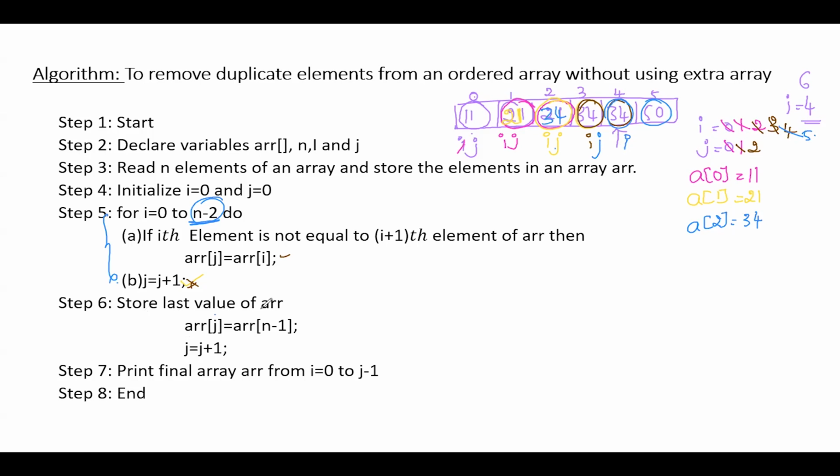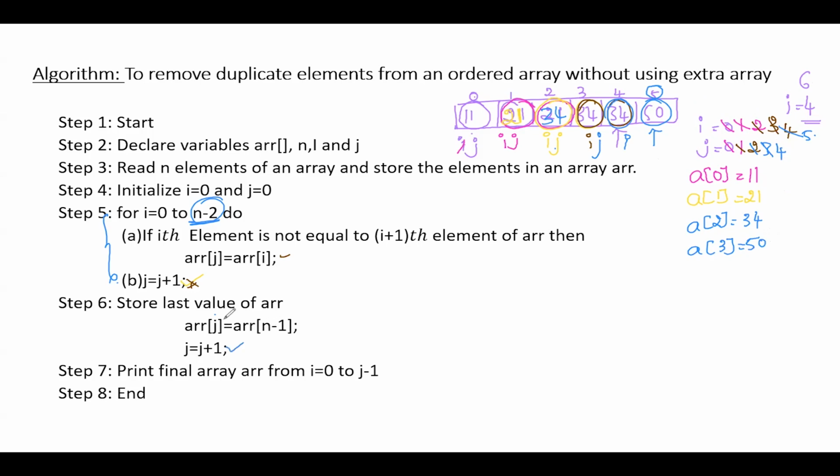So store the last value of arr. What I'm going to do is at array of j. The j value is now 3. Here we had incremented it, so it is 3 now. Array of j is equal to array of n minus 1. The n value is 6, so n minus 1 is 5. So at the 5 index, we have 50 that I'm going to store at array of j and increment the j value once again. So this is going to be 4.